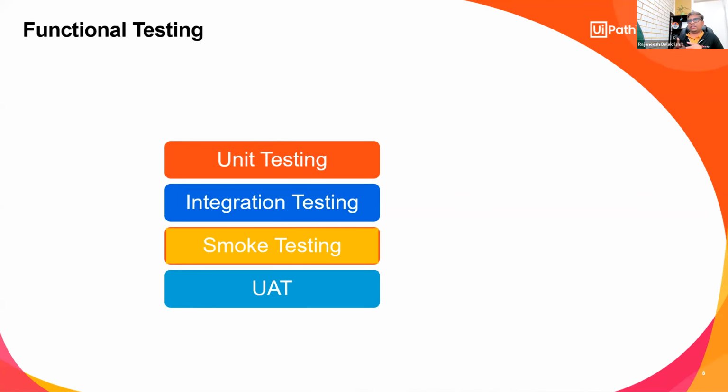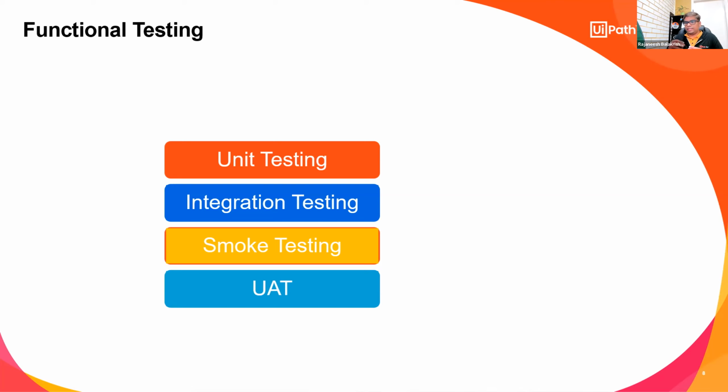So unit testing is when a developer develops software, he himself tests the application, sometimes with the help of a tester, or without the help of a tester. He tests the modules developed by the developer. So that is called unit testing, right?